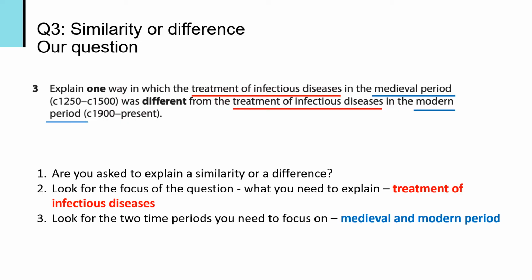And lastly, we need to look for the two time periods that we need to focus on. And we've underlined these in blue for you. We are looking at comparing treatment of infectious diseases in the medieval and the modern period. So we've got a difference in the treatment of infectious diseases across the medieval and modern period.